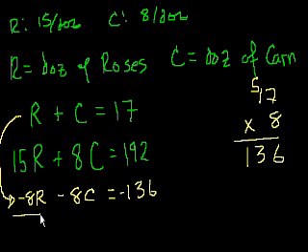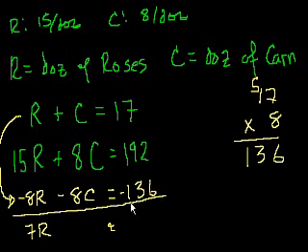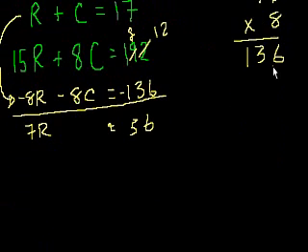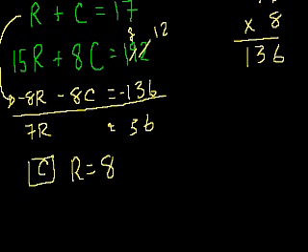And now we can add these two equations. 15 minus 8 is 7r. 8c minus 8c is 0, and that was the whole point behind multiplying the top equation by -8. That is equal to 192 minus 136. Let's see, do a little borrowing, or regrouping they call it now. That's 56. 7r is equal to 56, so r is equal to 8. So Sharada bought 8 dozens of roses, and that is choice C. Problem 4.